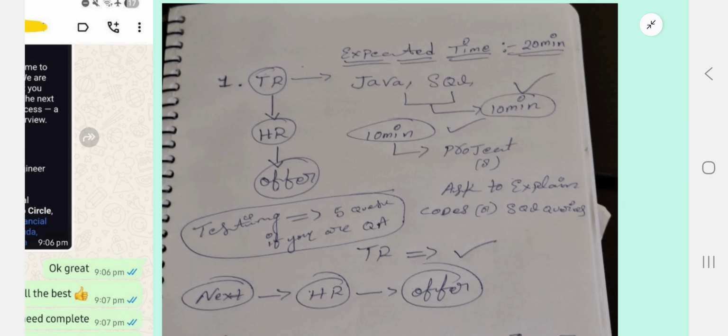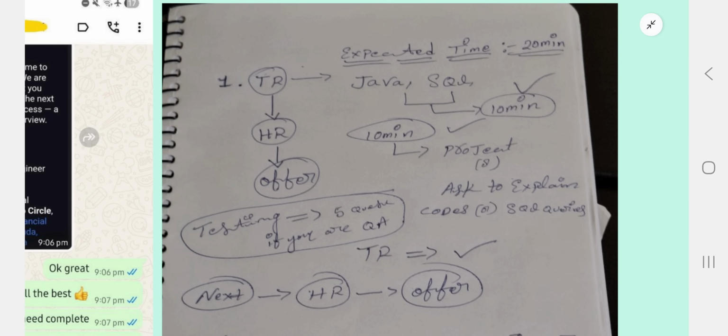First, imagine there is a 20 minute interview. After completion of your preparation, you have to plan accordingly. First of all, you have to divide the topics. Suppose you're in a tester engineer role position, then you have to divide three topics: Java, SQL, testing. Then you have to note down a few important questions from those topics.